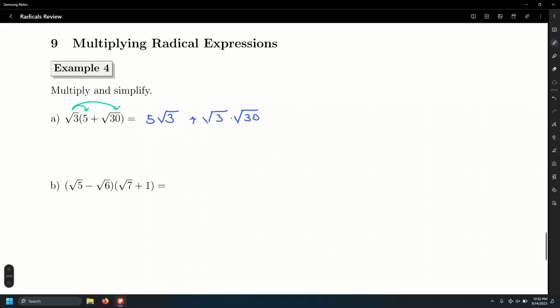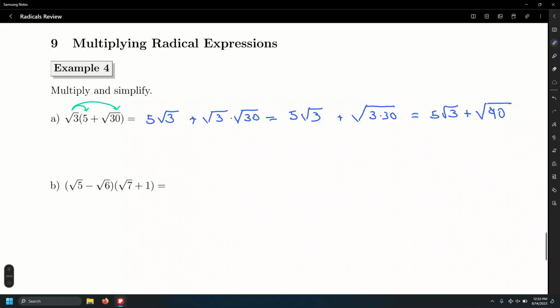Whenever you have something like this, what we do is use the product rule for radicals, and the radical of a product is the product of two radicals, the other way around. So first of all, 5 root of 3 plus the radical of a product between two numbers, 3 times 30. That's 90. And it turns out that we can simplify that square root of 90 because, do you see it?